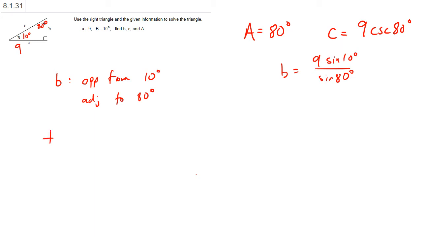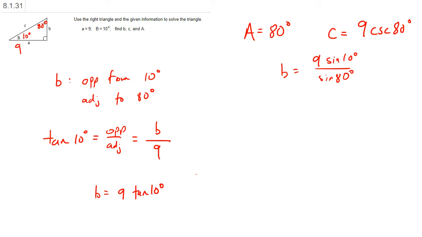So if I set up, for example, that the tangent of 10 degrees, well, that's going to be opposite over adjacent. Which side is opposite the 10-degree angle is b, which side is adjacent is a, which is of length 9. And now if I cross multiply, we simply get b is equal to 9 times the tangent of 10 degrees. This is quite correct.